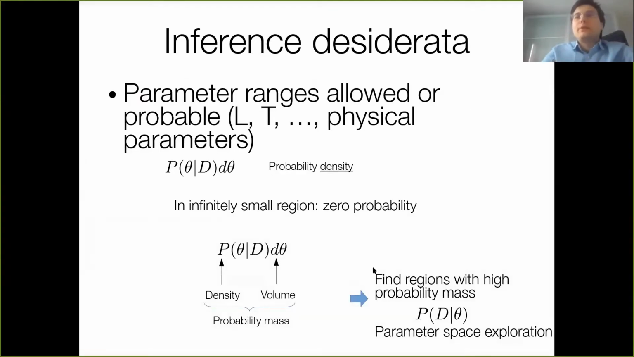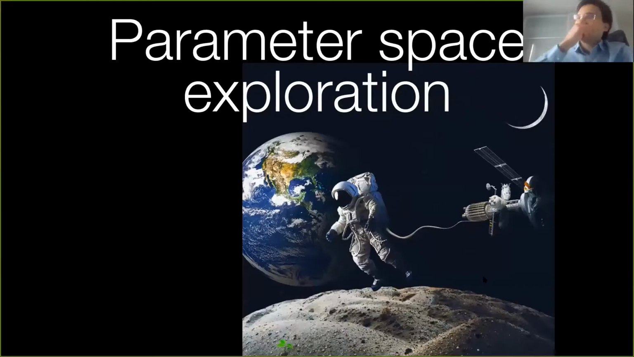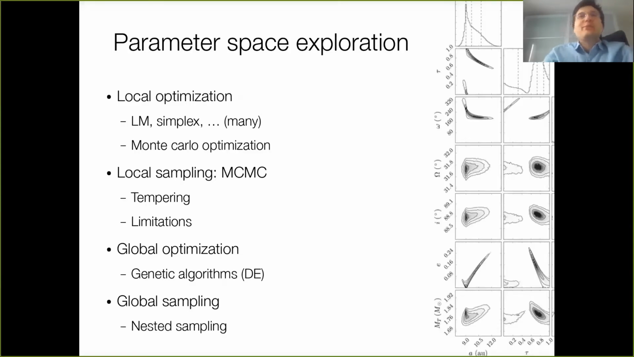So I left with this slide: we want to find regions with high probability mass, so where the volume and the density of the posterior is maximized. This is where most of the probability is concentrated. This probability mass we want to identify. And for that, we use some parameter exploration algorithms, parameter space exploration algorithms. This is one of my favorite things to think about. And let's think about what we need here.